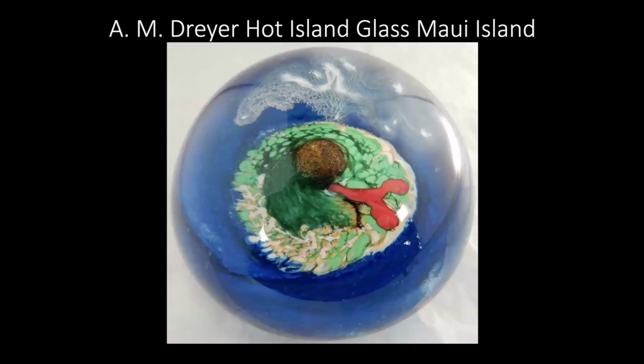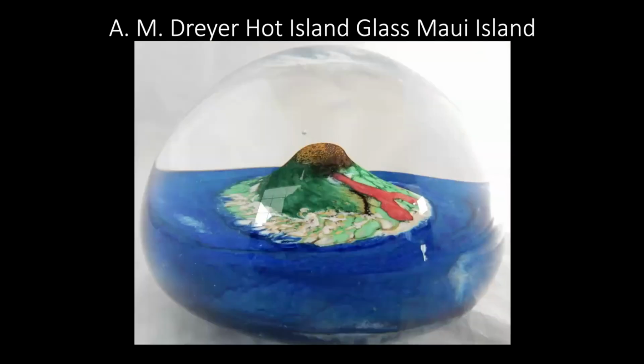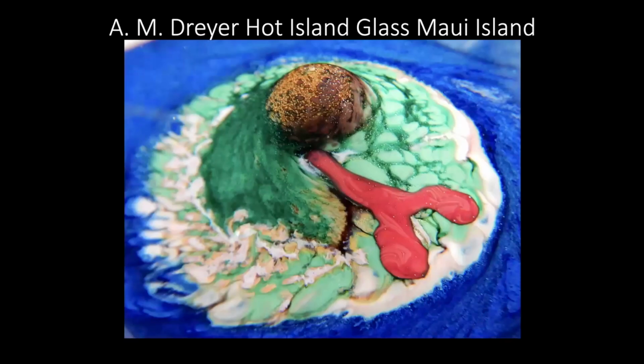A.M. Dreyer of Hot Island Glass in Maui made some island weights. This is of the island of Maui. These are magnum weights, about 5 inches in diameter. You see the river of lava coming down from the volcano to the sea.